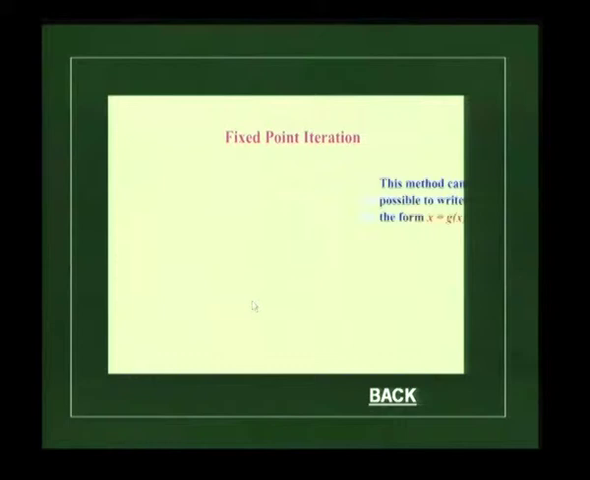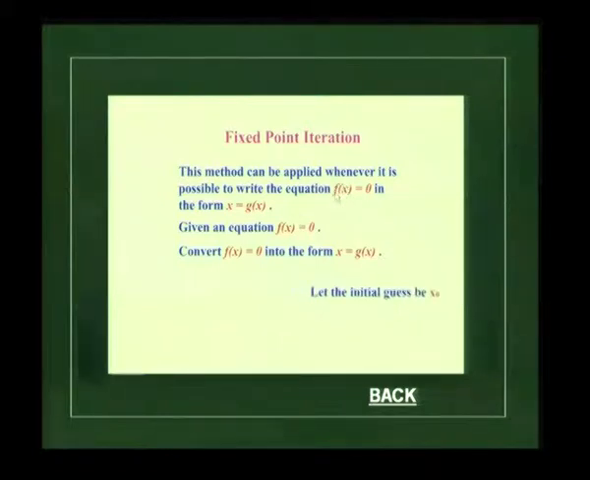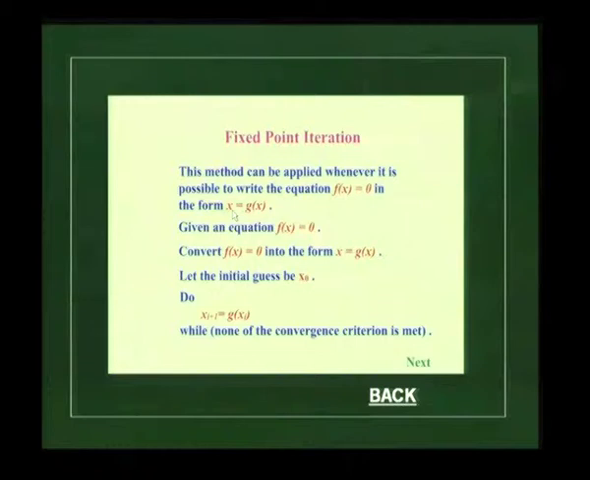So in this method, we want to write the function f of x equal to 0, which we have to solve, or we have to find the zeros of this function f of x. We want to replace that by an equation of this form, that is x equal to gx. Basically, what it's saying is that I should be able to write f of x as x minus gx, and I will say x equal to gx. So this I will use to get my iterative step.